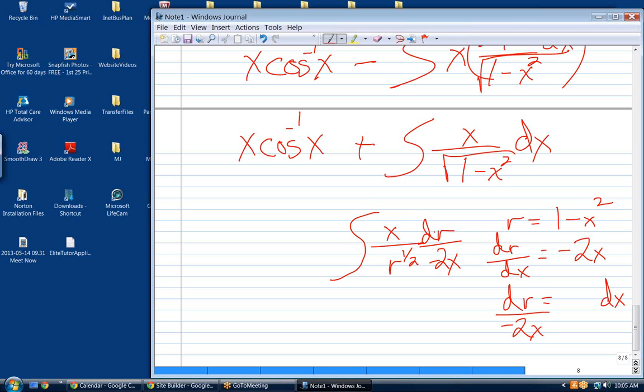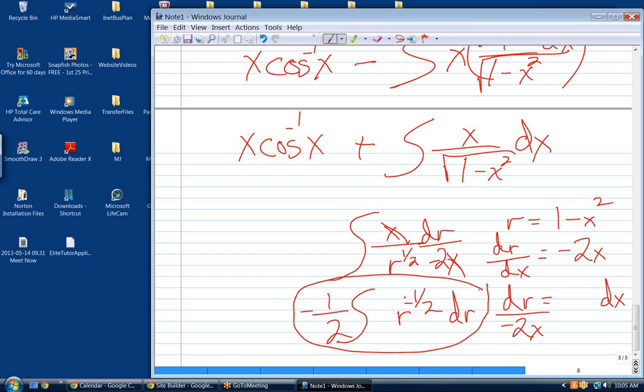And the beauty is now the x's cancel, so I'm left with an integral that I can do. The integral of 1 over r to the negative 1/2, and I'm going to take this negative 2 outside the integral like that, dr. Okay, is there anything you didn't understand in me getting to that step there? No. Okay. I understand it. Yeah.